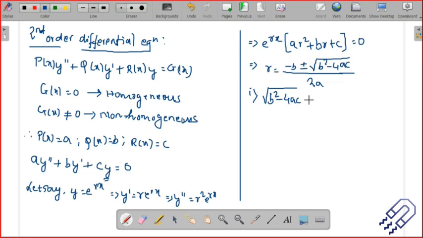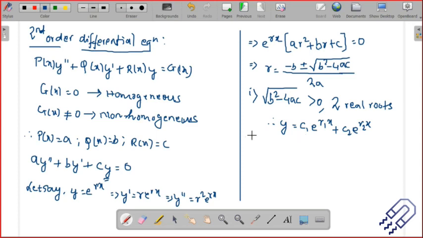So b square minus 4ac is, let's say, greater than 0. Okay, we have basically got two real roots, because this is greater than 0. Therefore we have y equal to c1 e to the power r1x plus c2 e to the power r2x. This is something which you have already seen. If it's higher order, you will get other terms like c3, c4, c5 and so on.